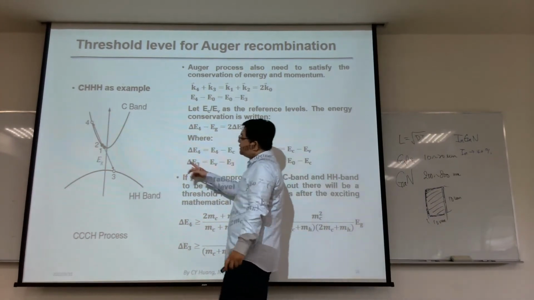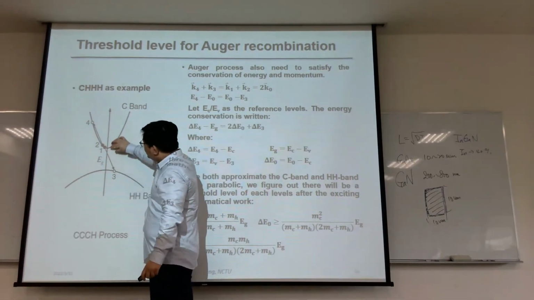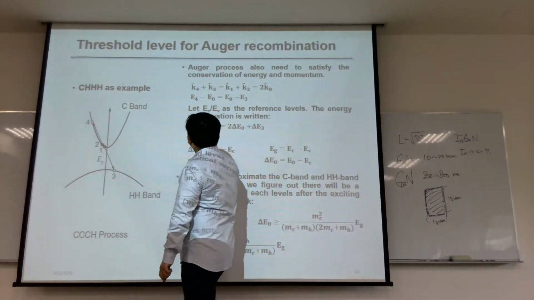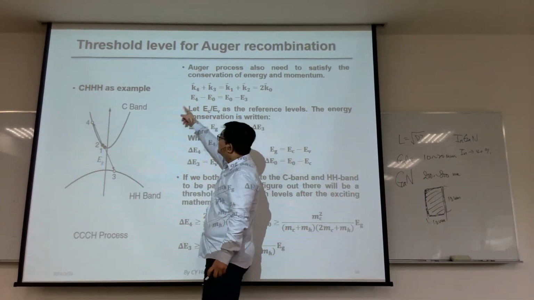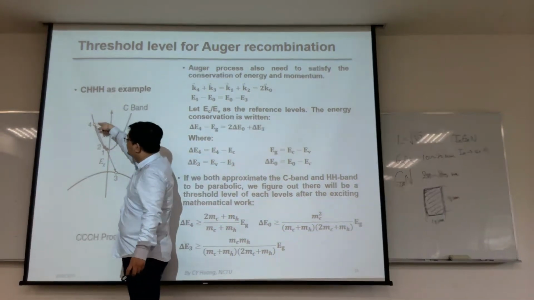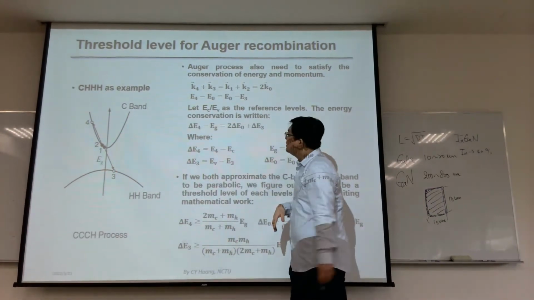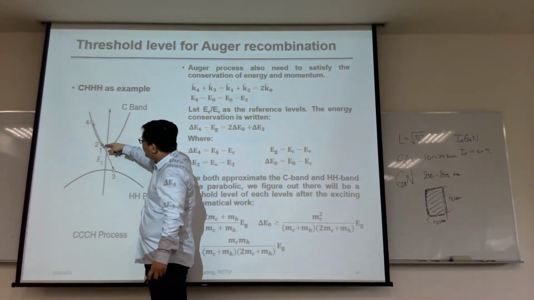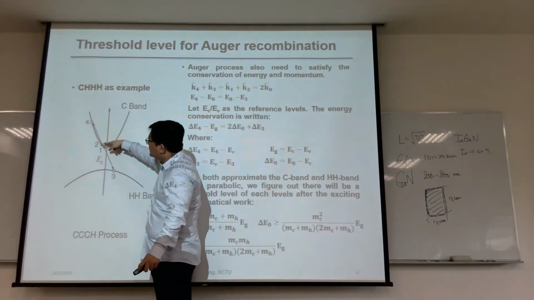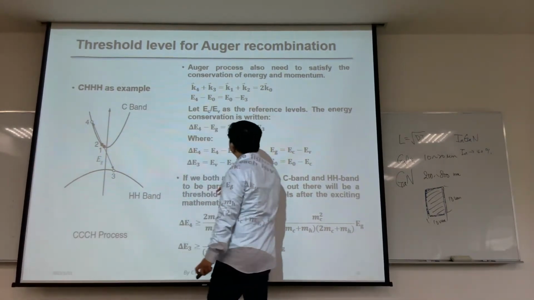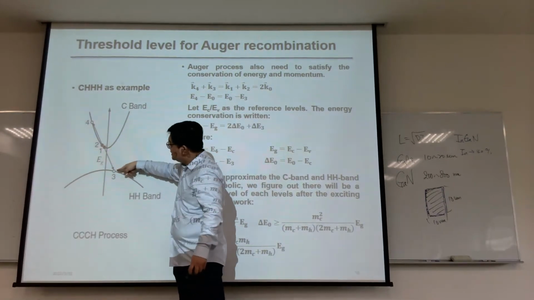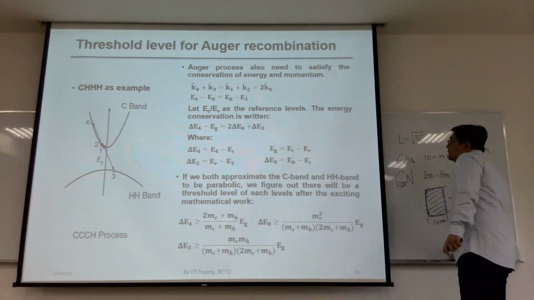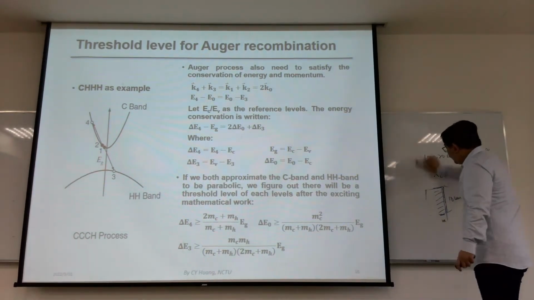Second, the energy is conserved. So the energy of these 2 electrons should be the energy of these 2 electrons. So that will be E4, where E4 means the energy here, minus E0. The level here is 0. So this means the energy absorbed, E4 minus 2E0, should be equal to E0 minus E3. Okay, so what does that mean?